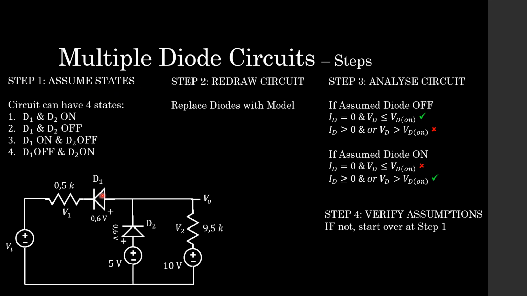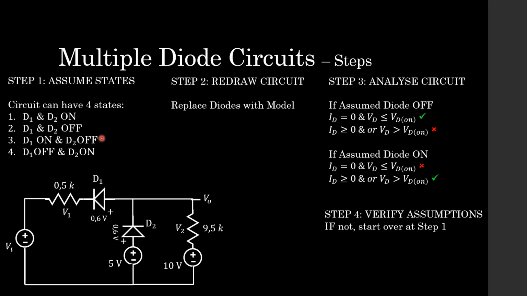So if we look at a two-diode circuit, we know that the circuit has four possible states. The first being D1 and D2 both being on, so we'd replace them both by our constant drop voltage source. The second state being both D1 and D2 being off. In that event, we would replace both the diodes with an open circuit.